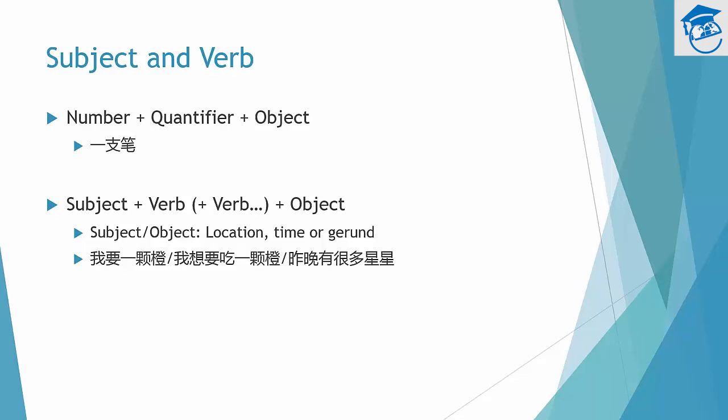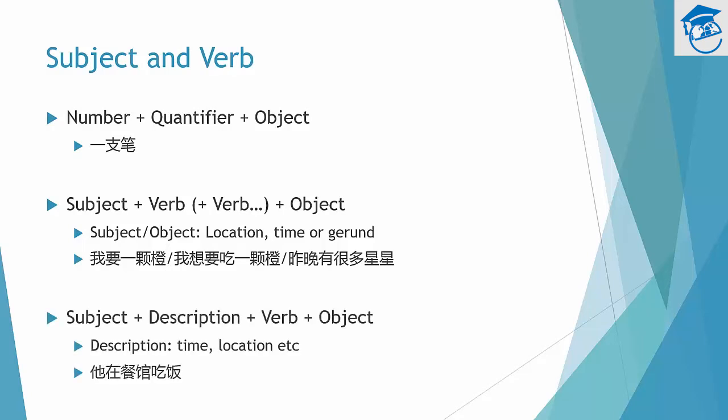Okay, for the example of the subject being the time, I have a sample sentence here. It is 昨晚有很多星星. If you can remember, it means there were a lot of stars last night. So this is the summary of the subject, verb, object grammar structure.